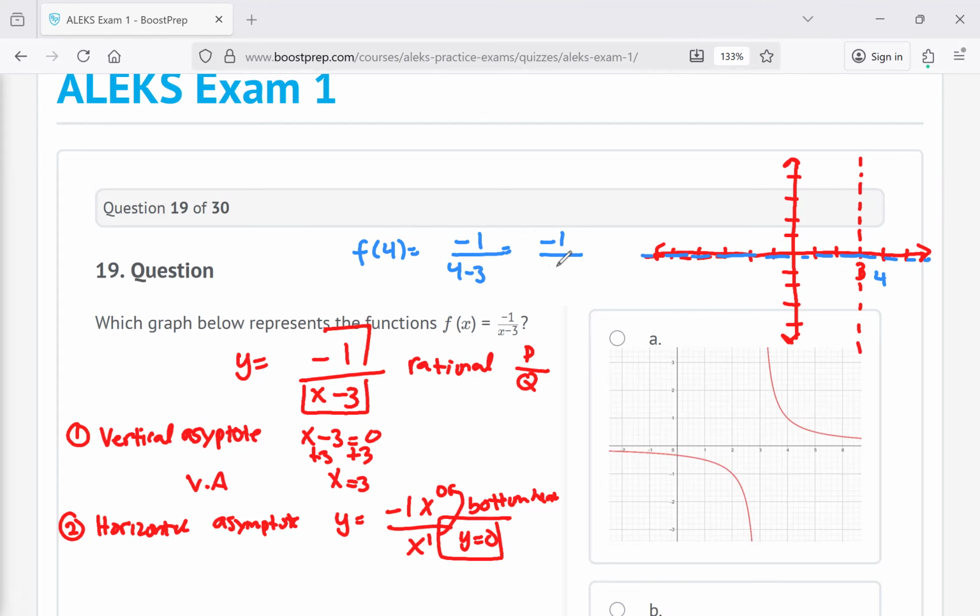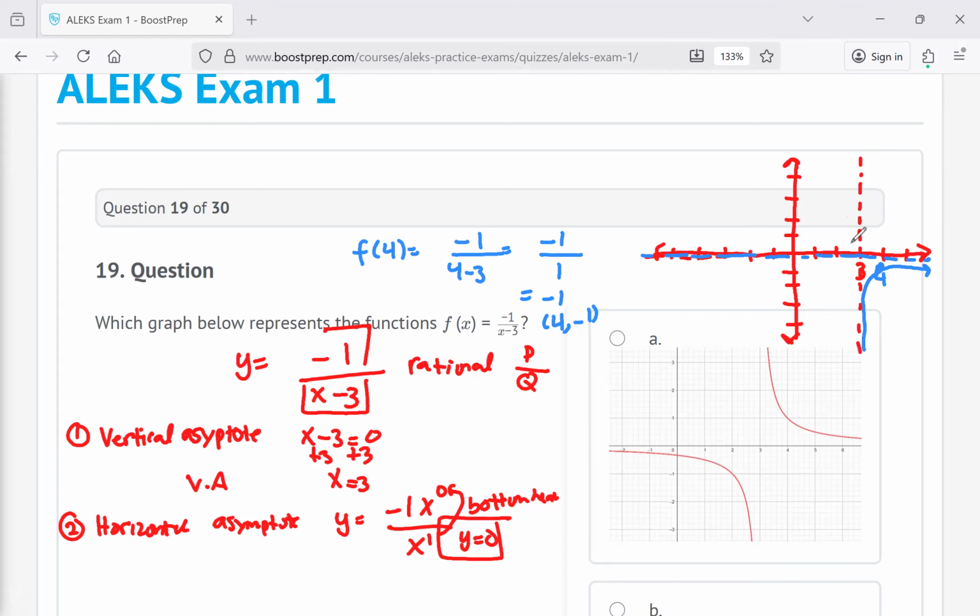So 4 minus 3 is 1, and then -1 over 1 is -1. So we have a point at 4 comma -1. So it'll be right here. Okay, that's good enough because now you know it's not going to cross the red dash line and it's not going to cross the blue dash line. So it's going to look like this on the right side of 3.